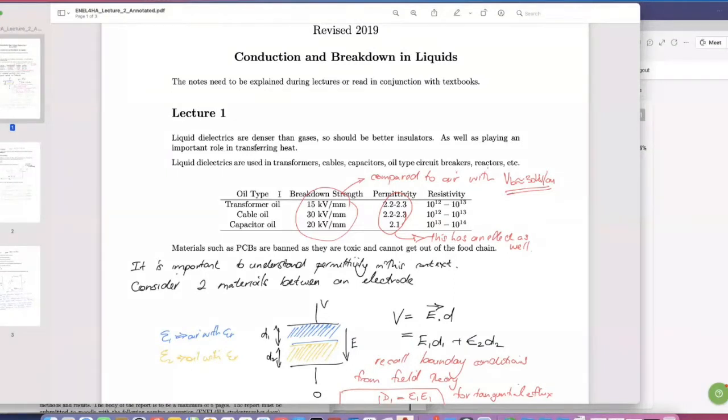Let's look at a couple of oil types. There's transformer oil, cable oil, capacitor oil. The breakdown strength, so let's just look at the transformer oil. It's 15 kV per millimeter, compared to air, which has an approximate breakdown strength of 30 kV per centimeter.